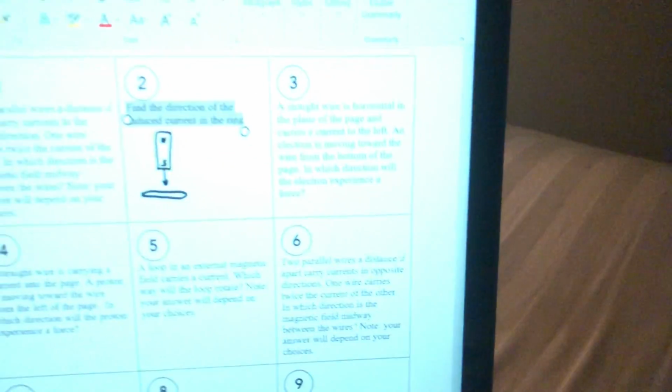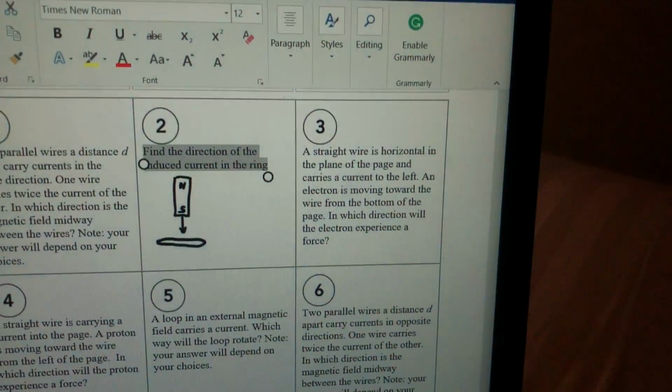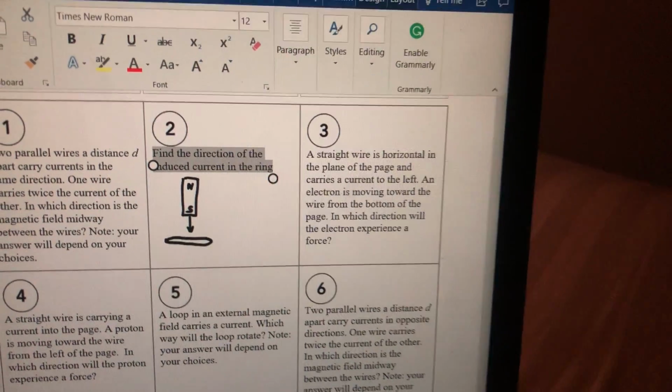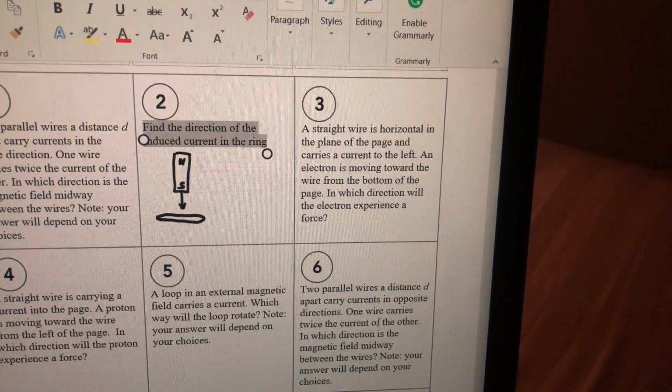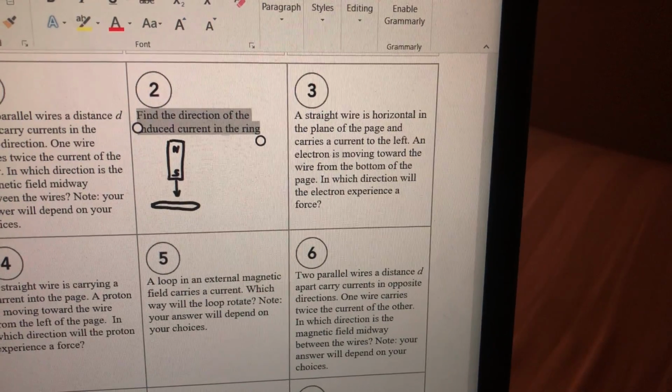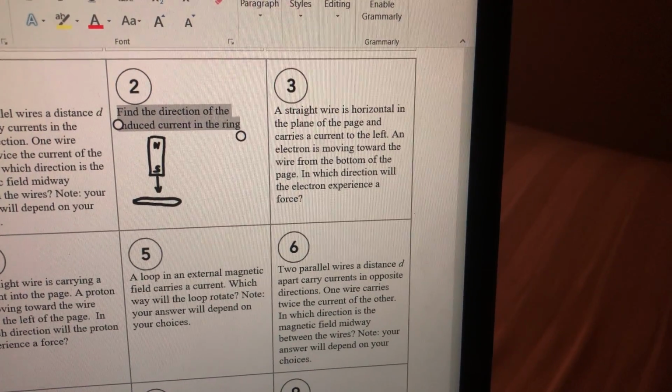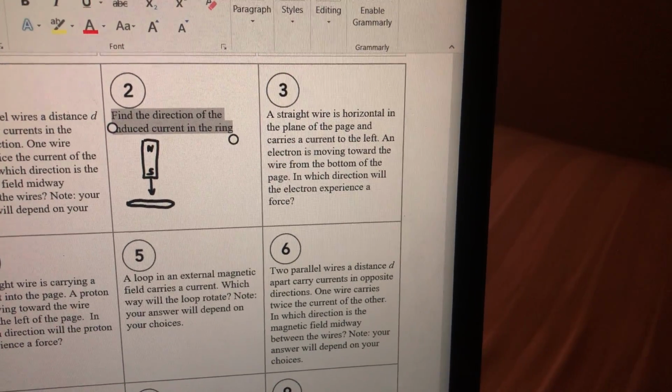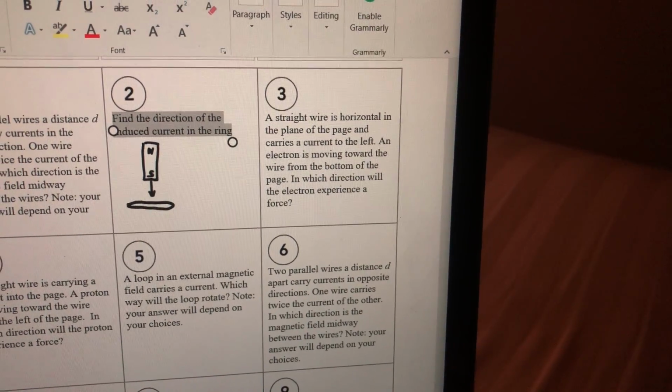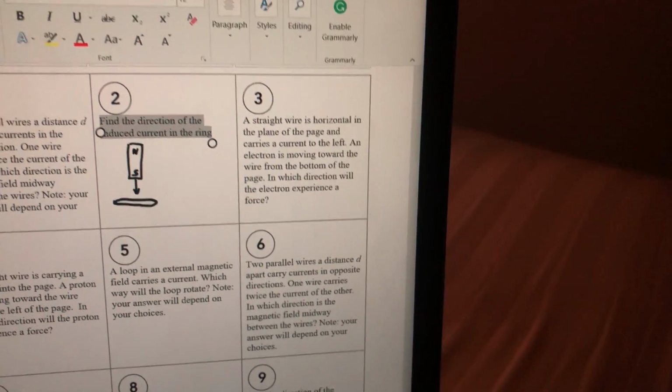Next, I picked number 3, which says a straight wire is horizontal in the plane of the page and carries a current to the left. An electron is moving toward the wire from the bottom of the page. In which direction will the electron experience a force?